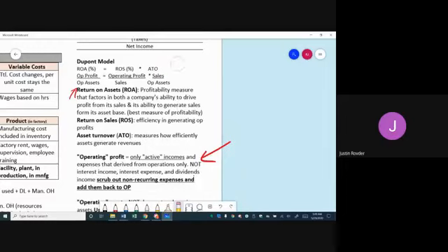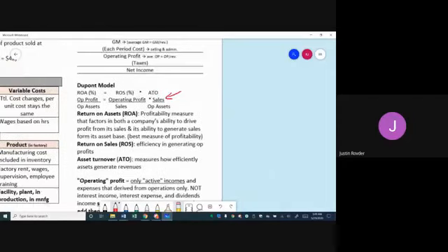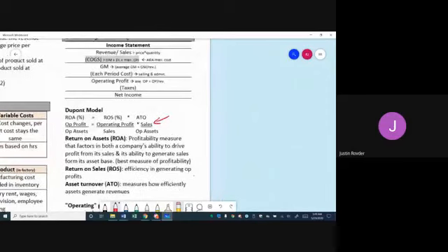Now, two things to note. First of all, for operating profit and sales, you want to just look at the operating profit and sales of the current year. So let's say you're doing year 2016, and this is the end of the year. Income statements are always given at the end of a period. So you're going to want to use the sales and operating profit from 2016.